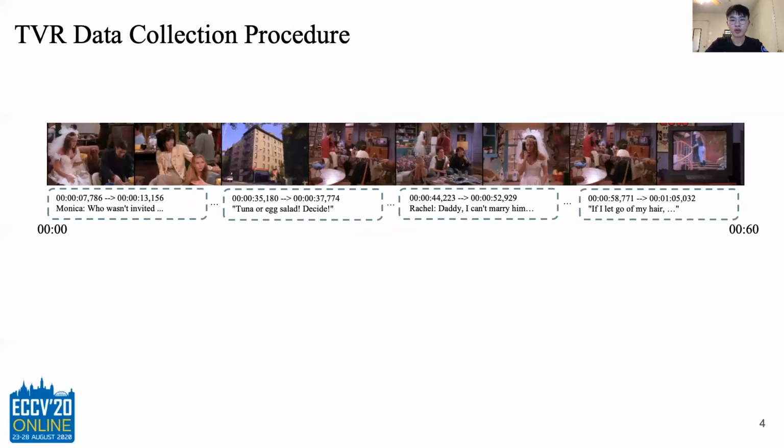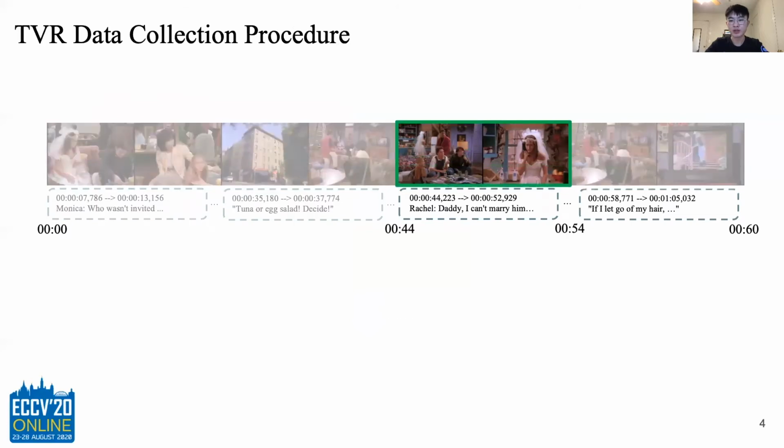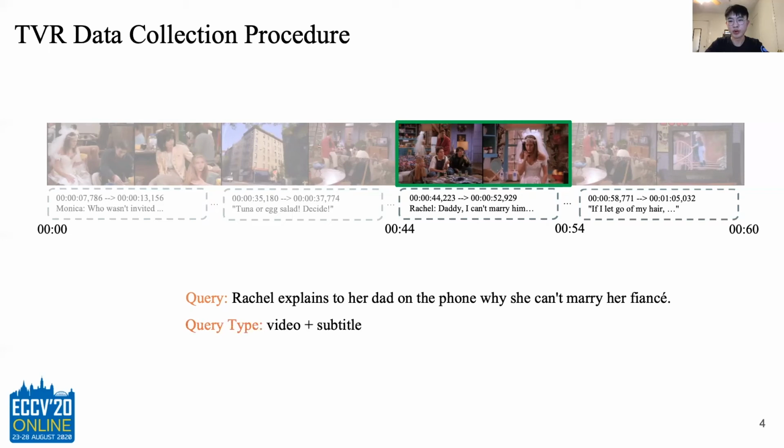To collect those queries, we present annotators a 60 seconds long video with associated dialogue subtitles to encourage them to write queries that require both modalities. They are required to find an interesting moment in the video and mark its start and end, and then write a query that describes the marked moment. In addition, they are also required to mark the type of the query, whether the query is more related to the video or subtitle or both.